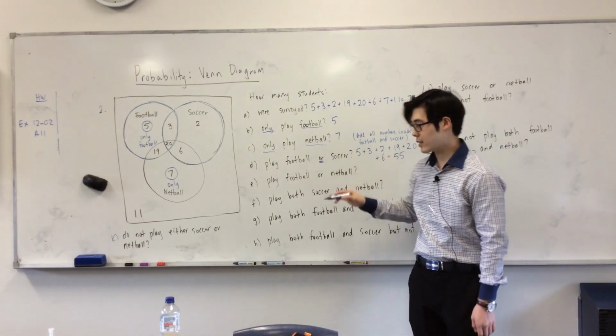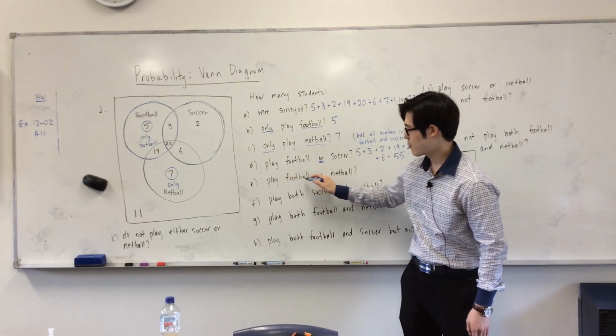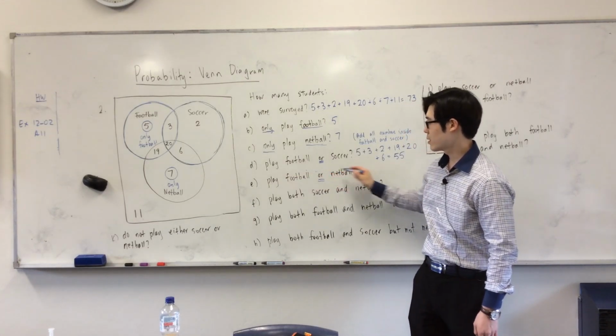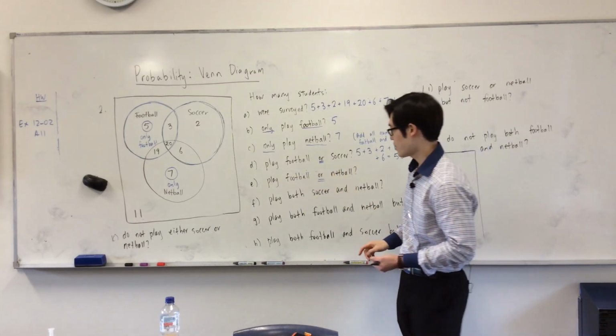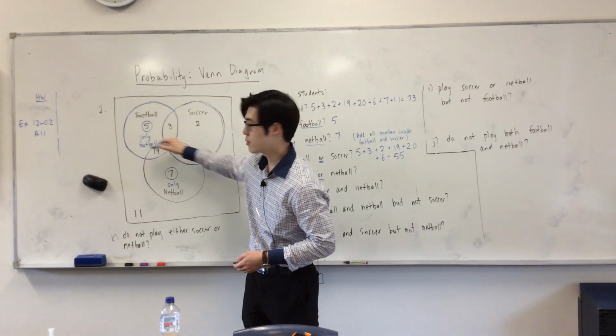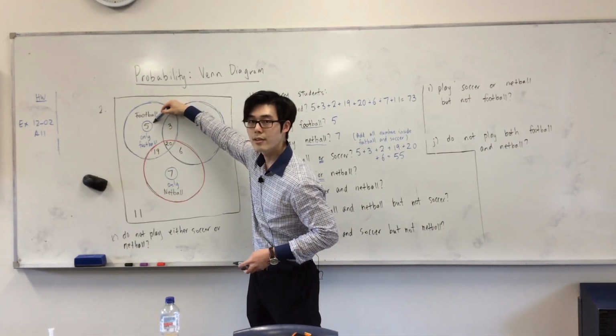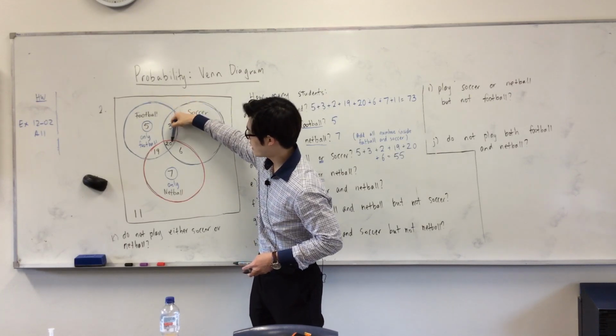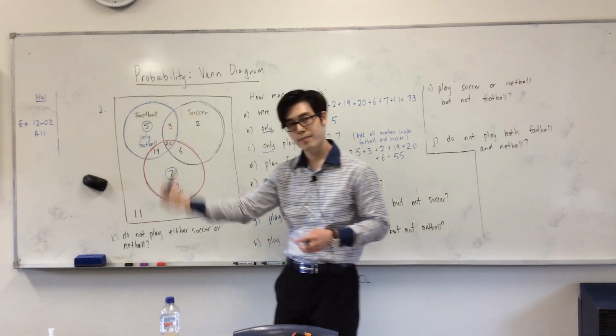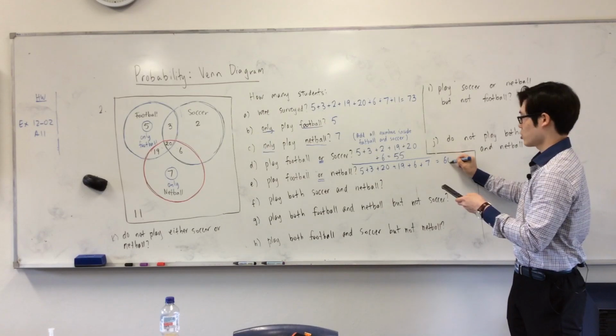We're going to do the same thing for the next question because it says how many students play football or netball. So let's look at the 2 circles for football and netball. This time we're adding 5 plus 3 plus 20 plus 19 plus 6 plus 7. So that's 60 students that play football or netball.